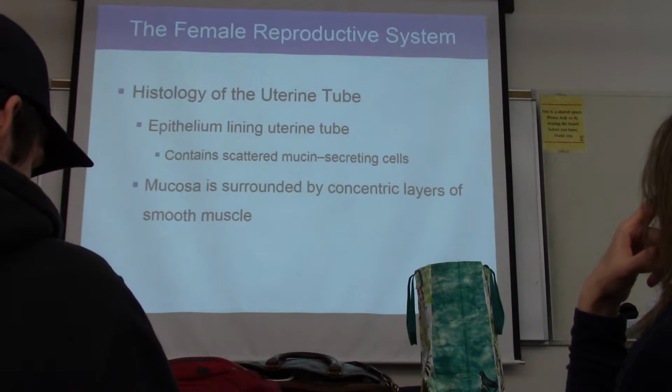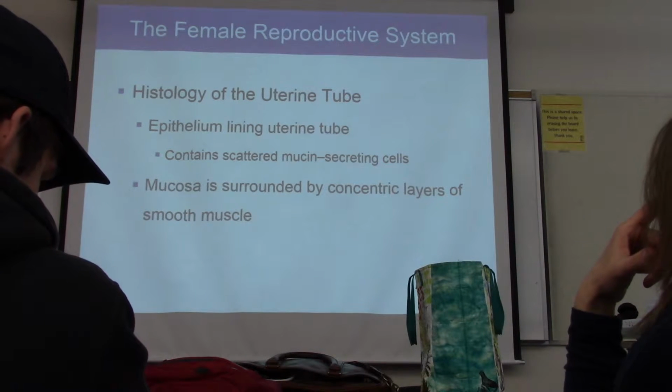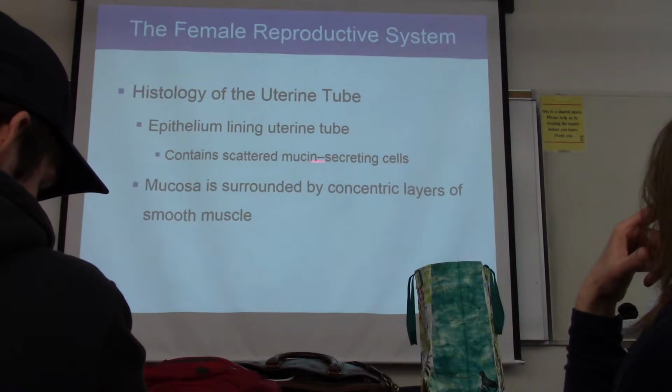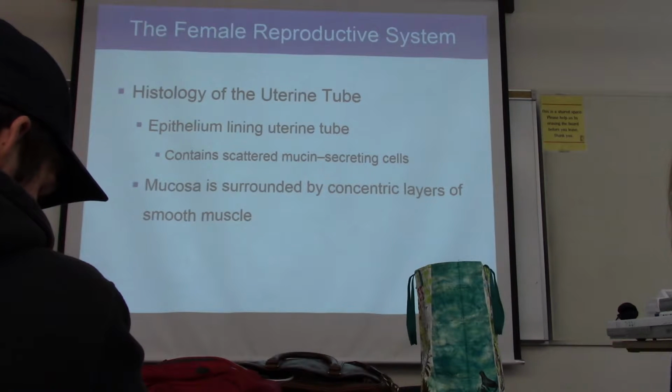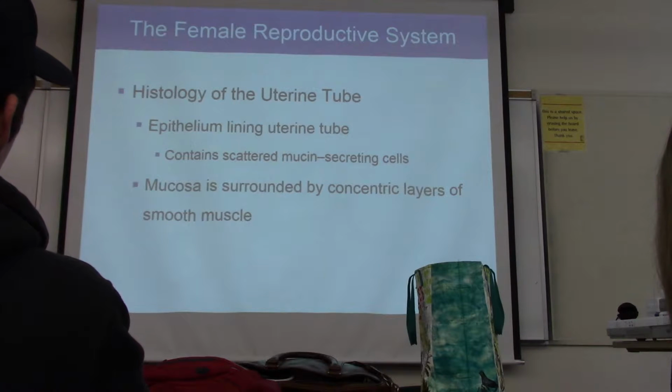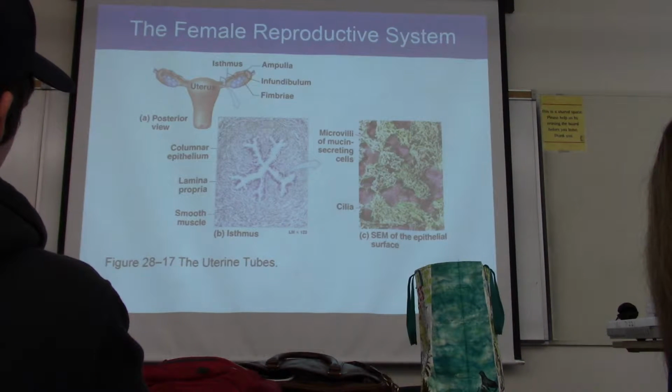The histology of the uterine tube is important. Lots of mucus secreting cells. It's very moist in there. It's got lots of fructose and sugars in there for the sperm to live on, and also for the egg to be cared for as well. A lot of smooth muscle.